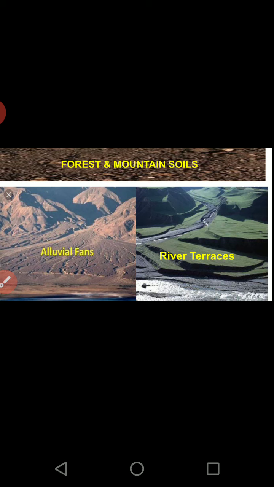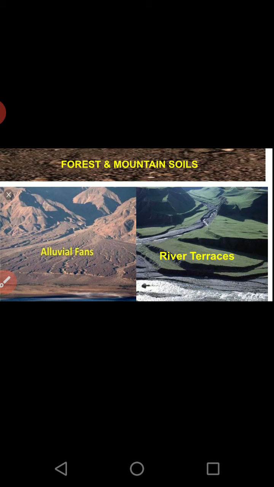If I am talking about the foothills, mainly there the soil is found. In the mountainous region, the relief is very rugged topography, so no accumulation of soil is going on. Maximum accumulation happens at the foothills or in the river valleys. So forest and mountain soils are found in alluvial fans, wherever rivers are depositing and breaking into the slopes suddenly. Such kinds of depositions occur. River terraces have one layer of deposition, then another layer, and even these are fertile.